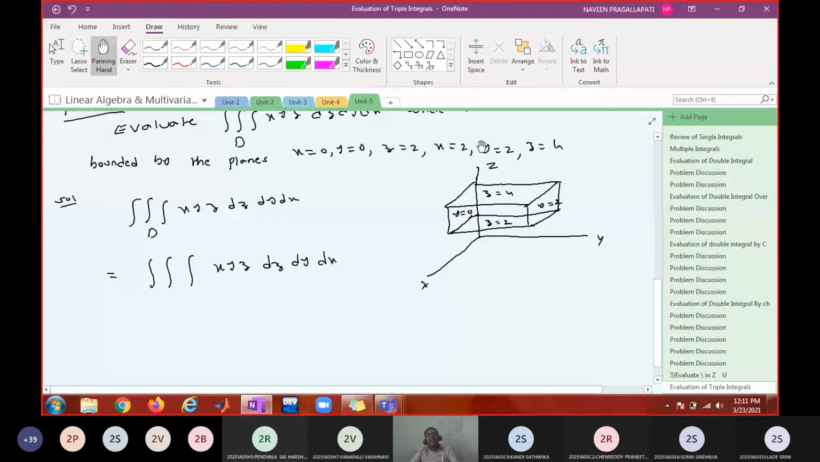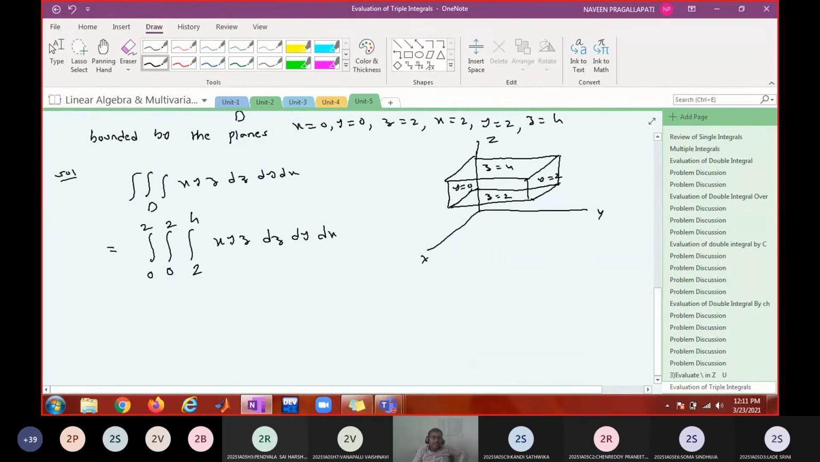Okay. For a rectangular or cuboidal region, limits will be from minimum value to maximum value, because limits are going to be constants. You can compare constants, real numbers, but you cannot compare variables. So z varies from 2 to 4, y varies from 0 to 2, x varies from 0 to 2. Now simply integrate with respect to one variable, treating the remaining variables as constants. So 0 to 2, 0 to 2, xy to be treated as constant.